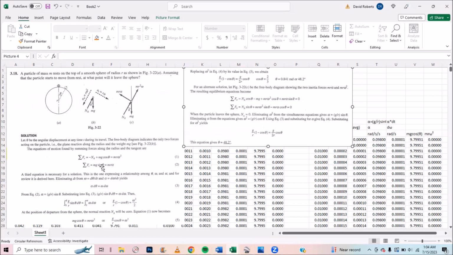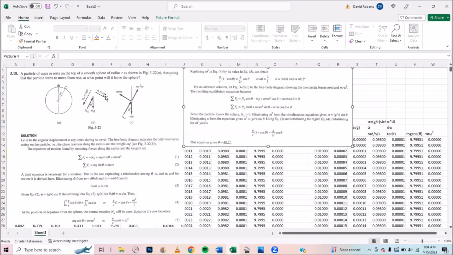So forces, mg sine theta in the positive direction, is equal to an acceleration. It's zero velocity here, it's more velocity, and it's flying off. So the acceleration is that way, and that's mass times acceleration. Acceleration in the tangential direction is just radius times the angular acceleration.